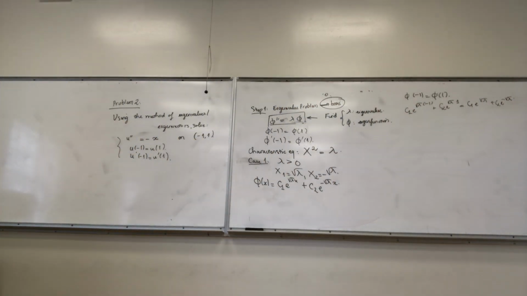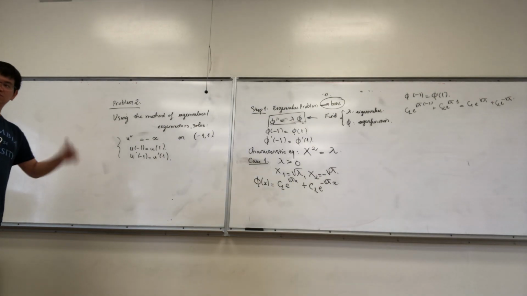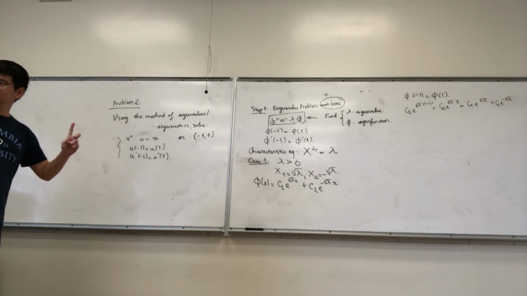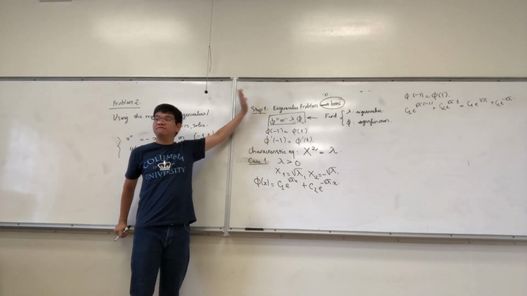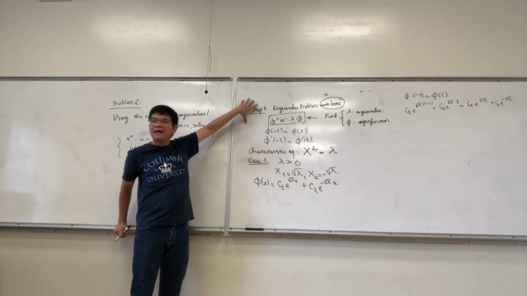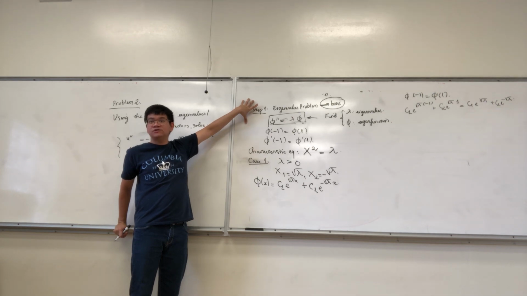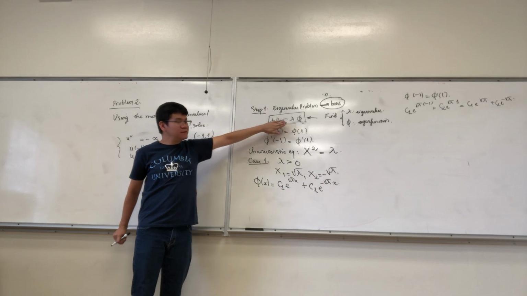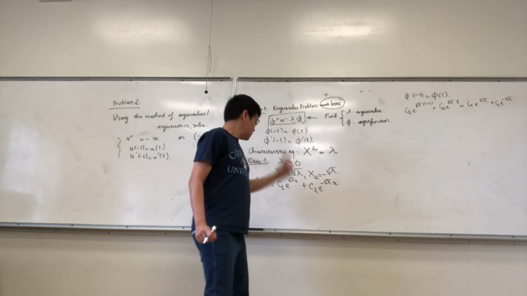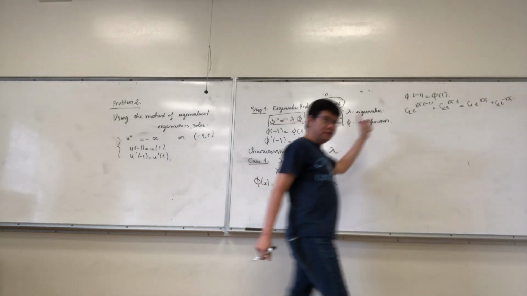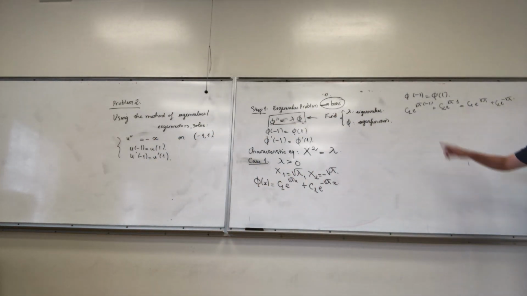So the boundary condition says that phi of minus 1 is equal to phi of 1. This is the problem that I asked you in the first question of the test. You have to solve the eigenvalue problem only, and it's going to be exactly the same except that I changed the boundary condition. You're going to have phi of minus 1 is equal to phi of 1. So I replace minus 1.